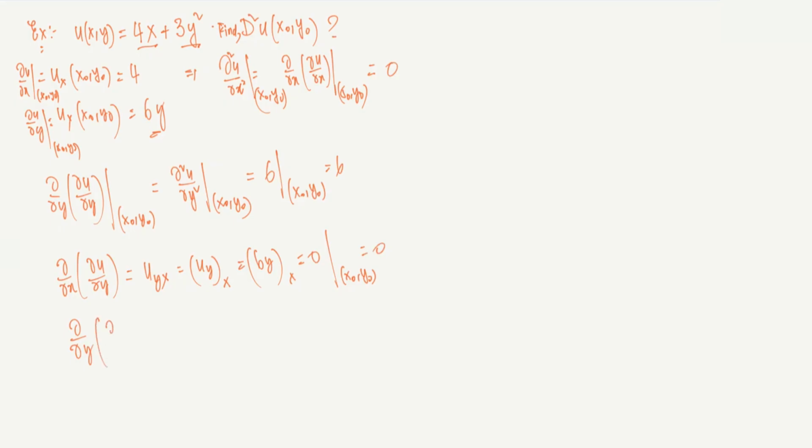Again, del y of del u del x, we can write like this: ux with respect to y, which is u of xy. What is u of x? In this case it is 4. So 4 with respect to y is going to be 0. Therefore, what is the Hessian of u, the second derivative? It is given by uxx, which is 0, and uyy, which is going to be 6.